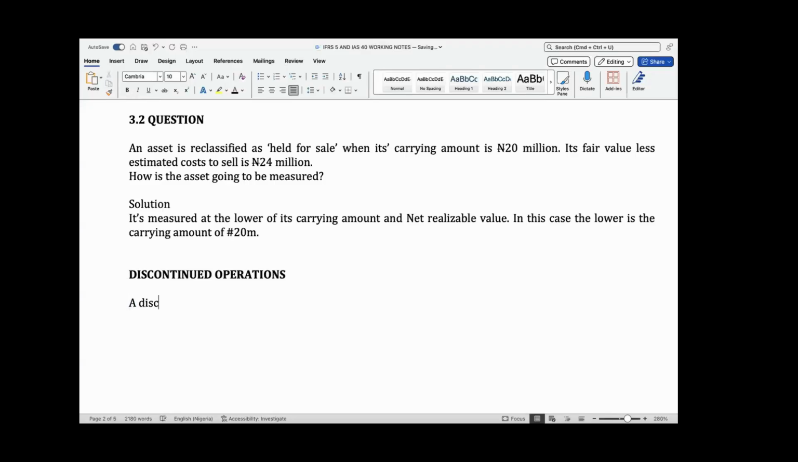That's a discontinued operation. A discontinued operation is a component of an entity that is either disposed of or held for sale, and it is a separate line of business.